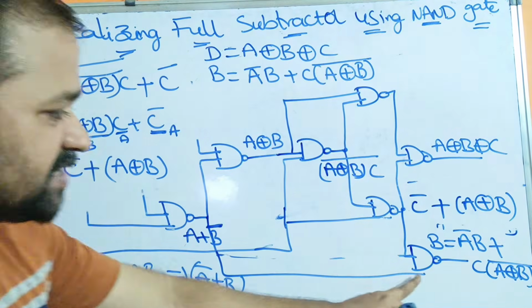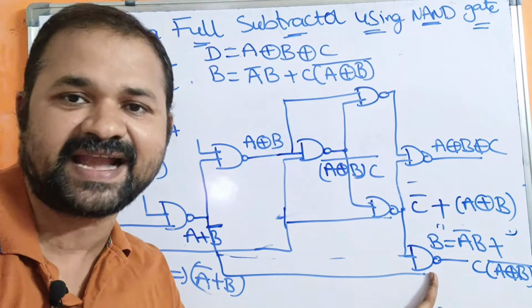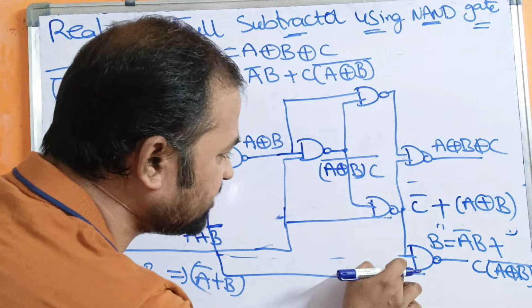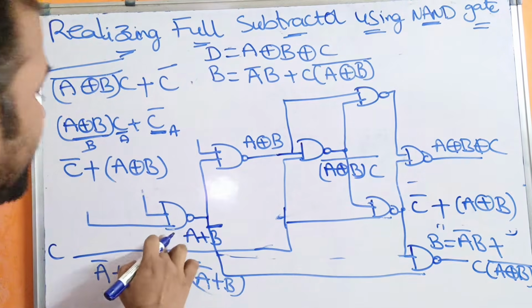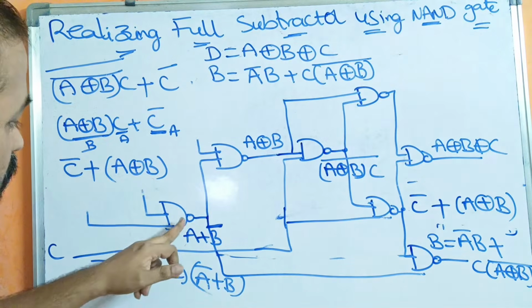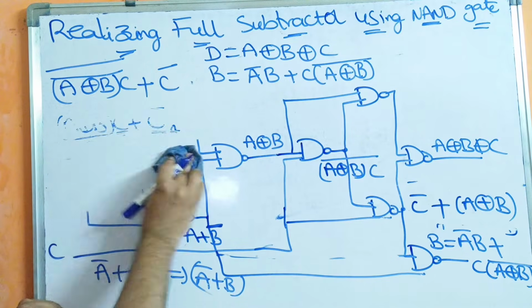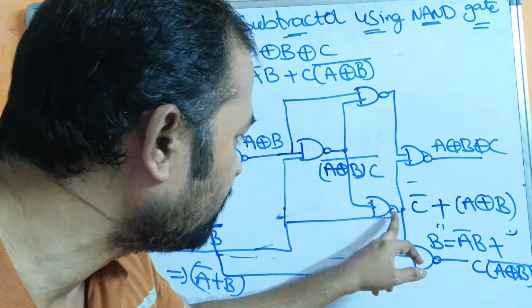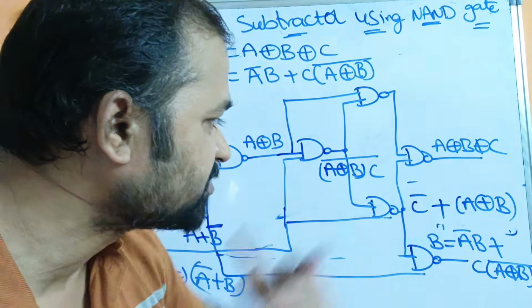Now let us focus on the last NAND gate. This is nothing but the borrow NAND gate. So it receives input from this NAND gate as well as this NAND gate. Here what is the output of this NAND gate? A plus B bar. Whereas what is the output of this NAND gate? C bar plus A exclusive or B.